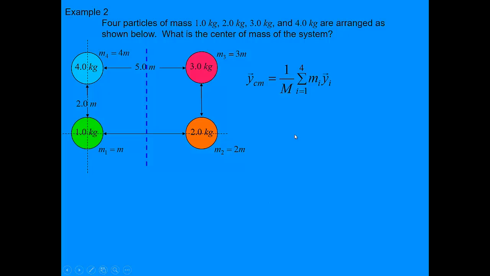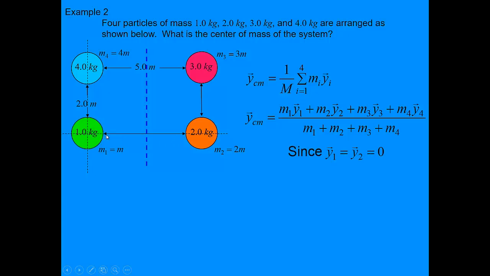But if we want an actual number, we have to set it up the same, except we use y's instead of x's because this is vertical. Again, it's 4 objects. It's a sum from i equals 1 to 4. So we have 4 m y's. Are any of them 0? Well, vertically, 0 y, if you will, is right on the horizontal axis. That's 0 y, given where I put the coordinate system. So it appears that y1 and y2 are going to be 0. So those two will cancel out. See how my choice of system made life easier?